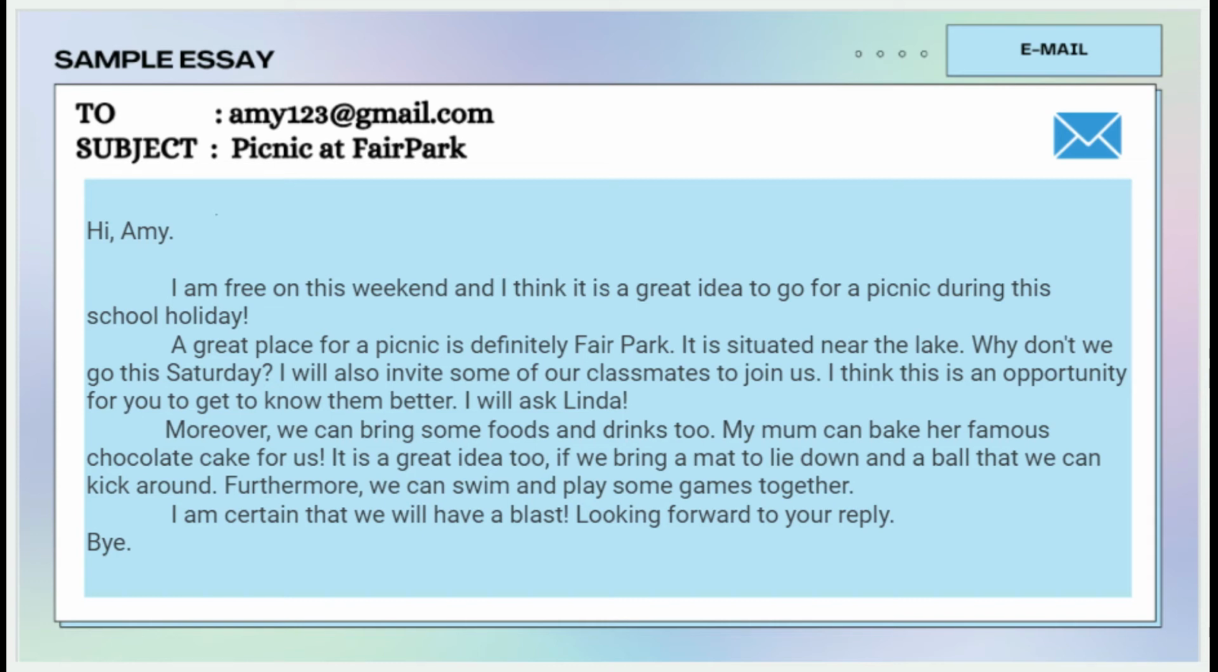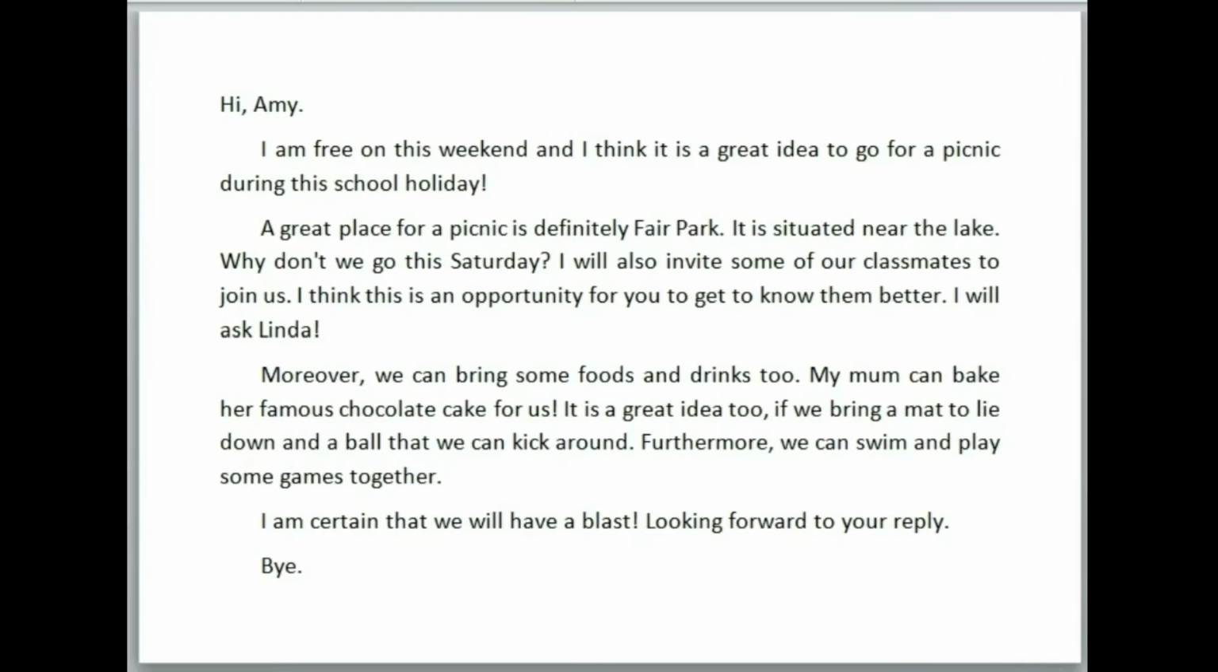Moreover, we can bring some foods and drinks too. My mom can bake her famous chocolate cake for us. It is a great idea too if we bring a mat to lie down and a ball that we can kick around. Furthermore, we can swim and play some games together. I am certain that we will have a blast. Looking forward to your reply. Bye! So here's the whole essay that we have completed.